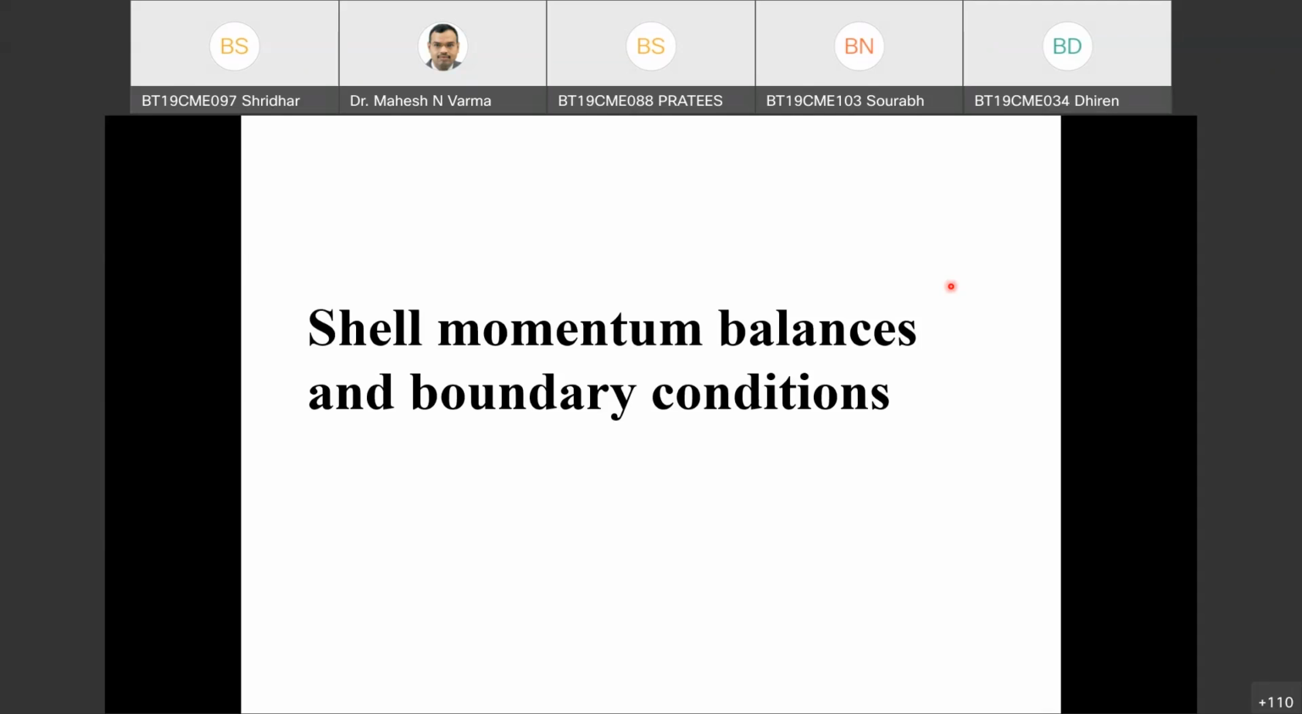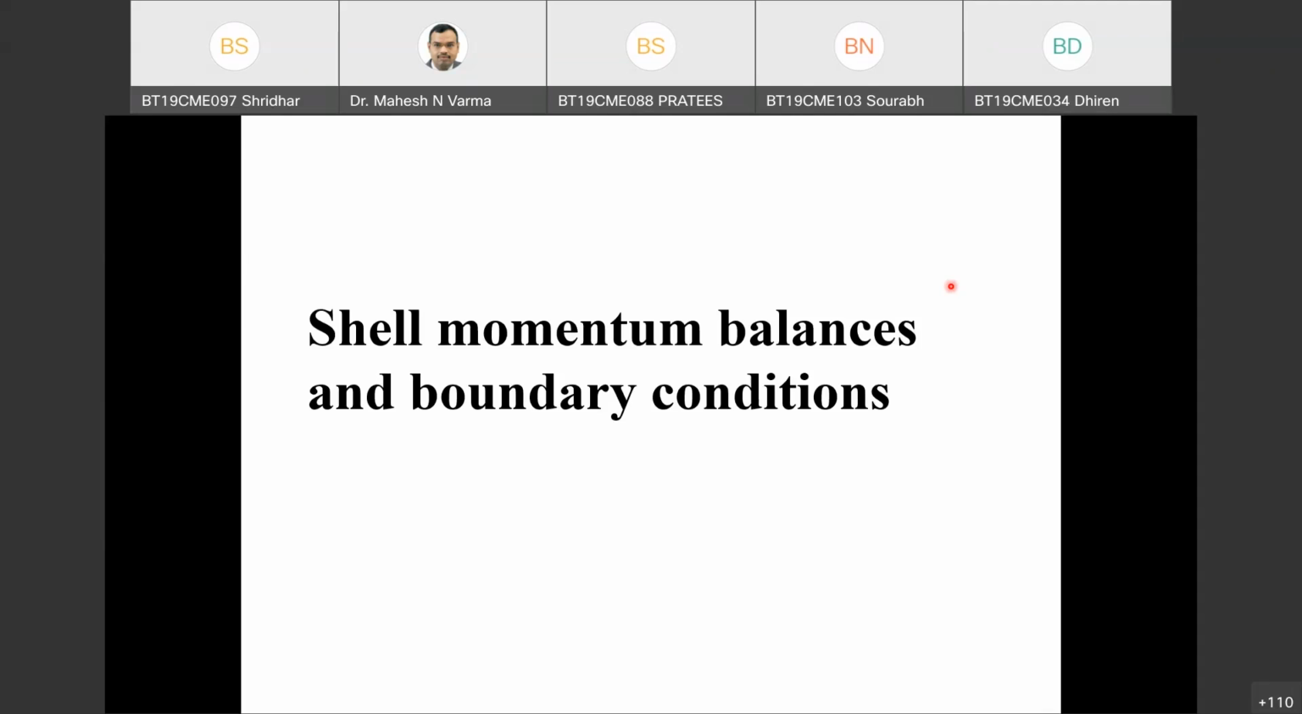If you do a heat balance, you will get a temperature profile. If you do a mass balance, you will get a concentration profile. That is what a shell balance is. Mainly it is a differential shell which is integrated to get the velocity profile using boundary conditions. That is what the shell balance approach is, and that is what we will discuss now.